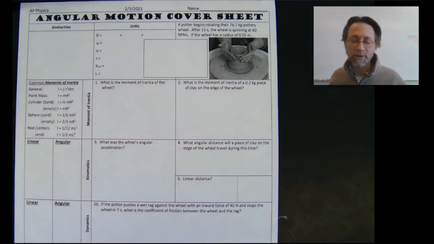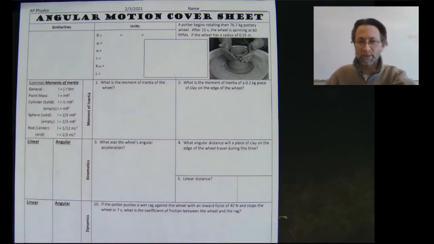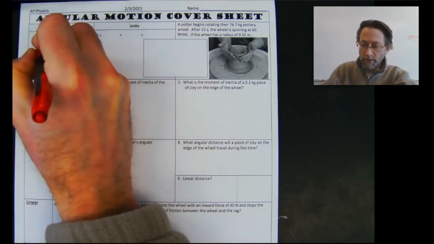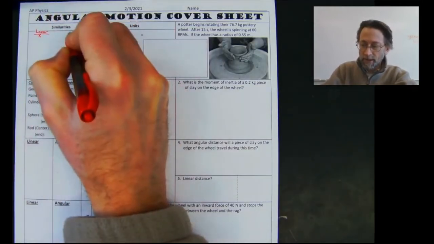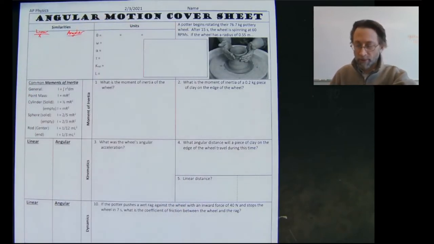So when we talk about this, we want to go through just the broad general ideas and work through a couple of sample problems to give you an idea of the basics of how this is going to go. So if you think through the similarities we have in linear motion, I'm going to write the word linear up here, and on this side I'm going to write the word angular. So we have linear motion and we have angular motion.